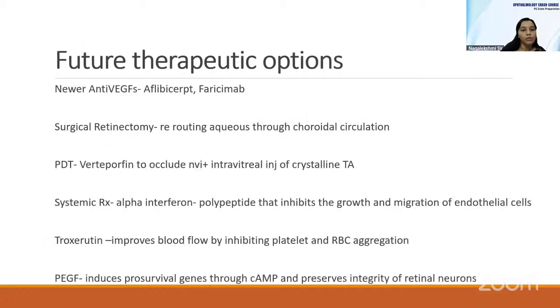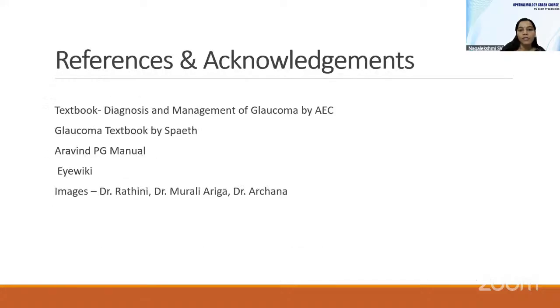Some of the future therapeutic options would be newer anti-VEGFs, which we know are always brewing in the market, surgical retinectomy, PDT with verteporfin to occlude the NVI, and intravitreal crystalline triamcinolone. Systemic treatment with alpha interferon inhibits the growth and migration of endothelial cells. Troxarutin, where the platelet and RBC aggregation is inhibited, is another option described in a few papers and textbooks. These are my references and acknowledgements.